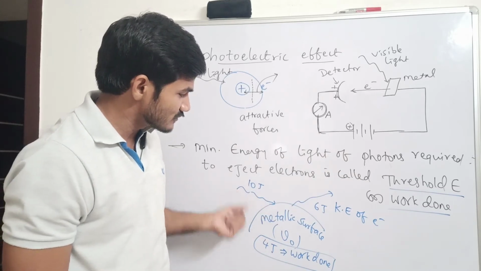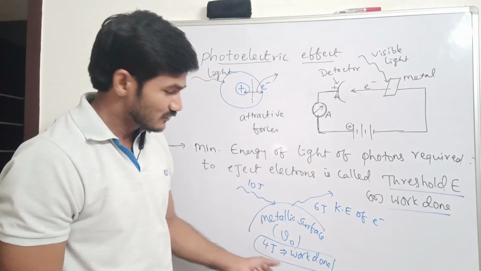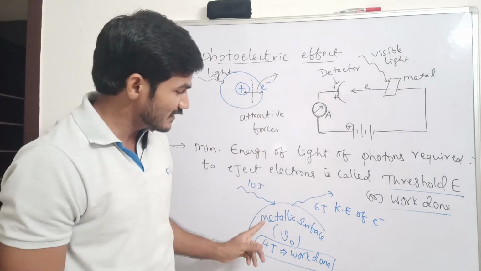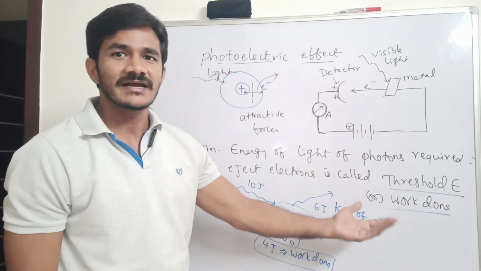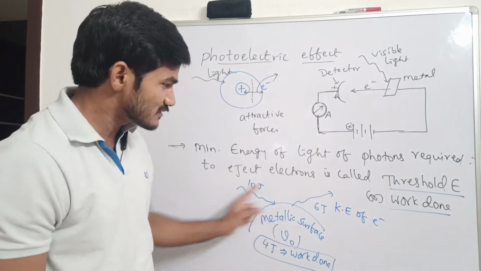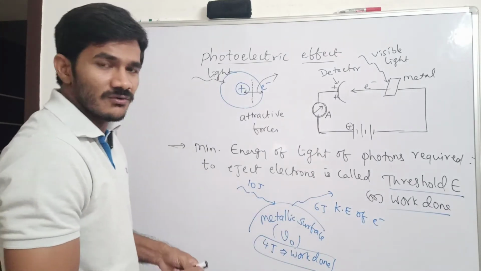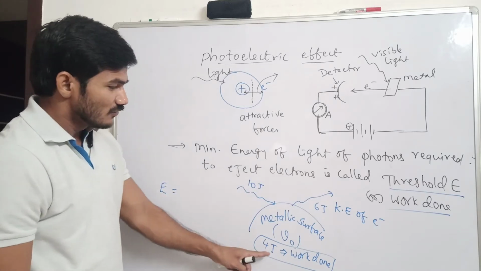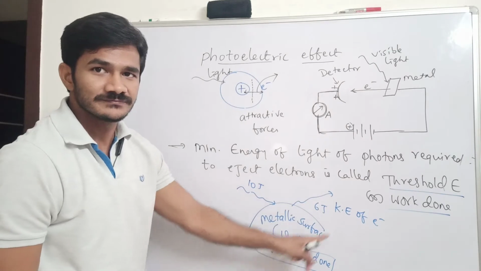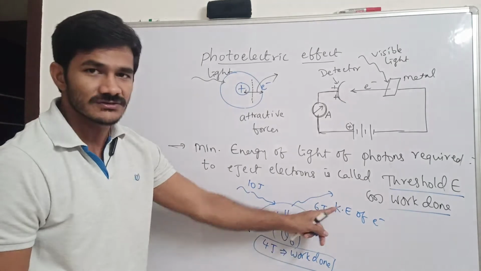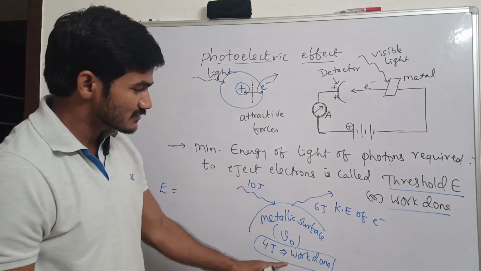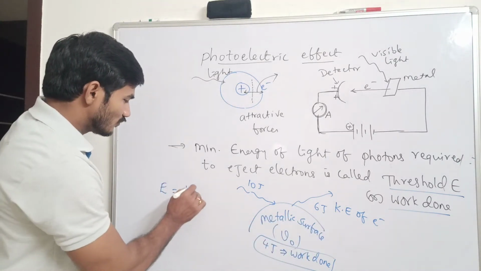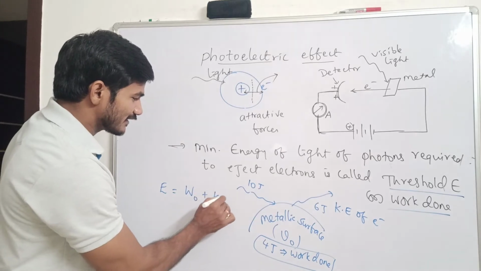So out of 10 joules, 4 joules are utilized to do some work. Work means to break the attractive forces. The remaining 6 joules are utilized for the kinetic energy of electrons. From this point, I can write one equation. Whatever energy I am supplying is equal to work done plus kinetic energy. 10 joules is equal to 4 plus 6 joules, right? So out of 10 joules, some amount of energy is for work done, the remaining for kinetic energy. So I can write here W naught, work done, plus kinetic energy.